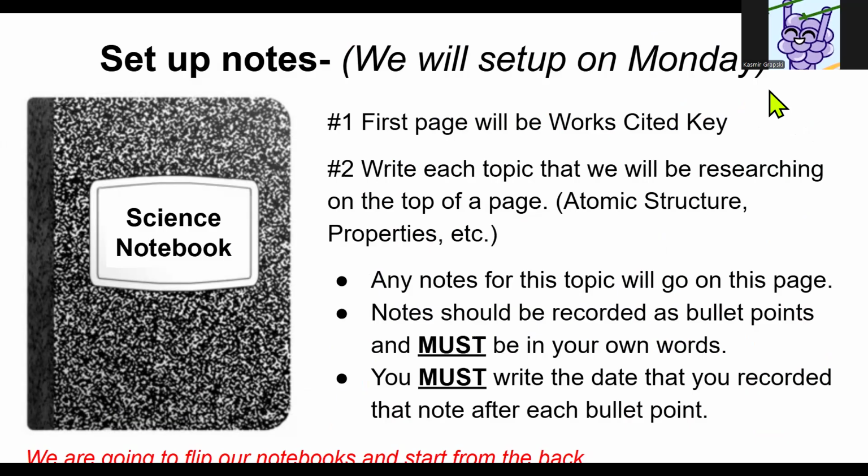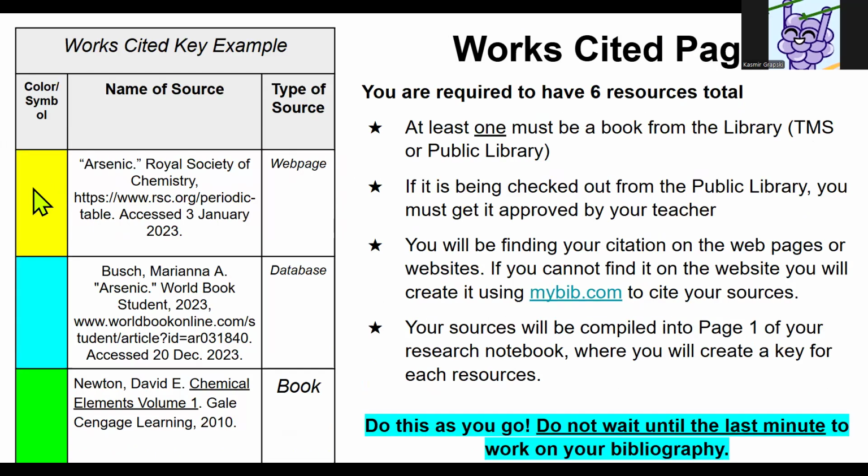For your notebook, you will have a works cited key. So this works cited key will go in your notebook and you will have a color or symbol. You can use a highlighter to organize the sources that you've used for your research. So you are required to have 6 resources in total. At least one must be a book from the library, TMS, or public library. If it is being checked out from the public library, you just must get it approved by your teacher just to confirm that it will be useful in researching.